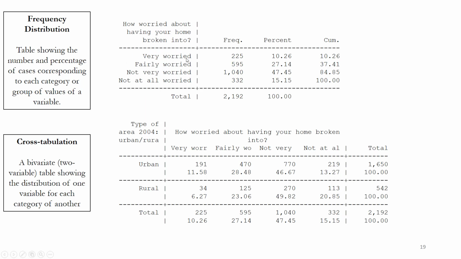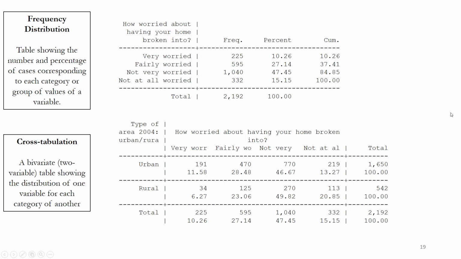It's an ordinal response, and the respondents have 4 options: not at all, not very, fairly, and very. So we can read the distribution here in the percentage column, or the frequencies if you wish. And what we're looking at down here then is a cross-tabulation, which is where we introduce a second variable, an independent variable, to try and explain variation in fear of crime.